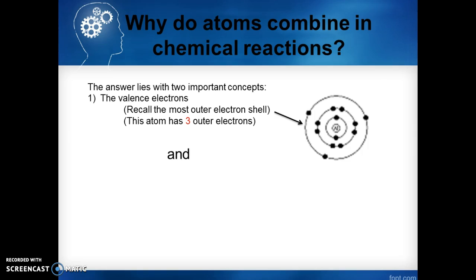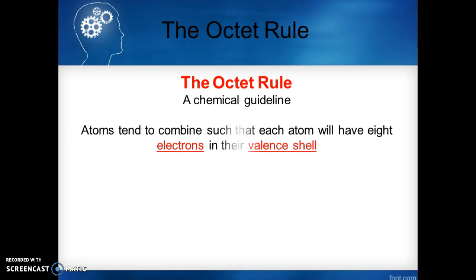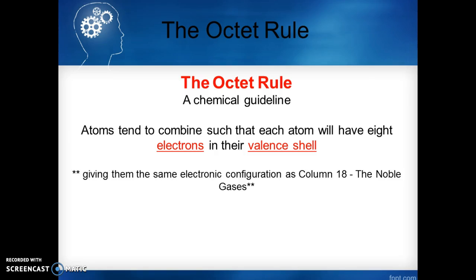And the second important concept is the number 8. All elements want to have 8 electrons in their most outer valence shell. This is known as the octet rule. It's a chemical guideline. Atoms tend to combine such that each atom will have 8 electrons in their valence shell, giving them the same electron configuration as column 18, the noble gases.